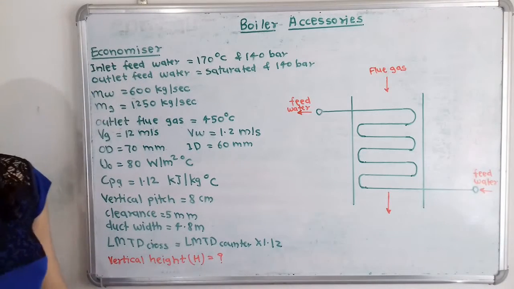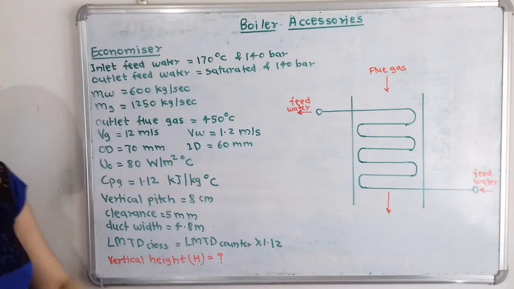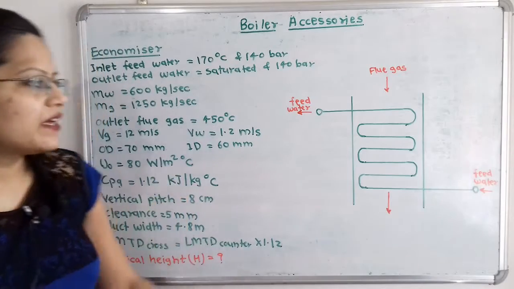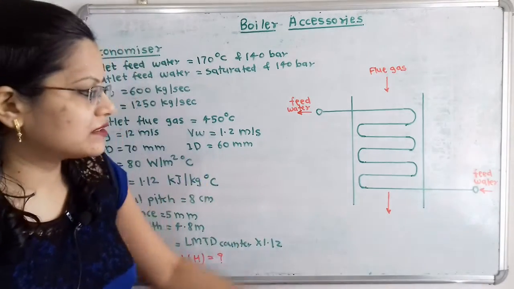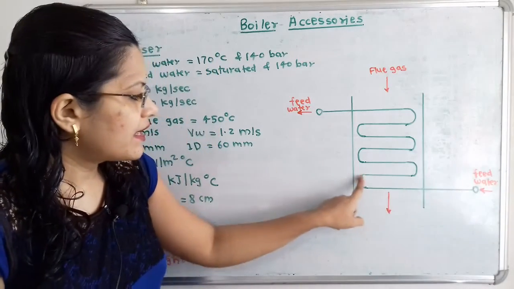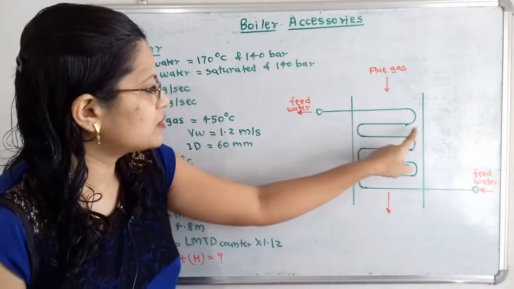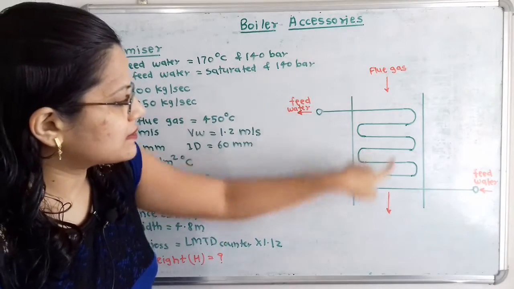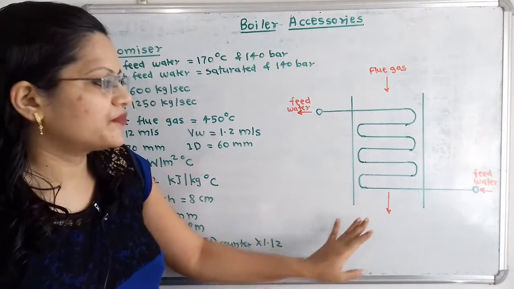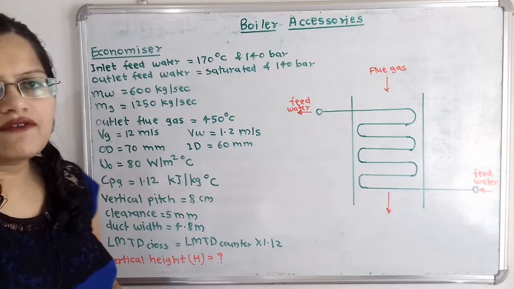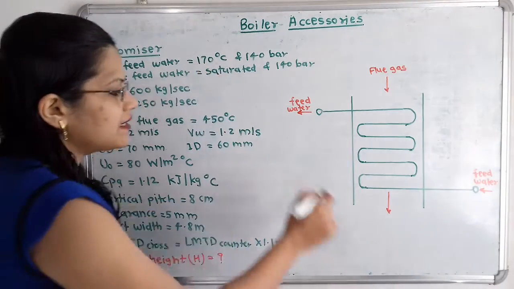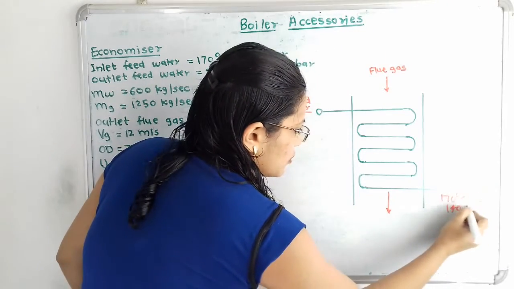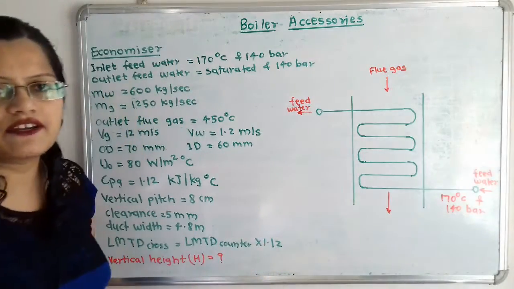Inlet feed water. The condition for inlet feed water is given, that is temperature 170 degrees Celsius and pressure is 140 bar. If we observe the diagram for economizer, here is the feed water inlet and through the tubes feed water is moving, and here is the feed water outlet and flue gas is passing through this vertical section. Now we will write here the inlet feed water condition. So for this feed water inlet we will write here 170 degrees Celsius and 140 bar.